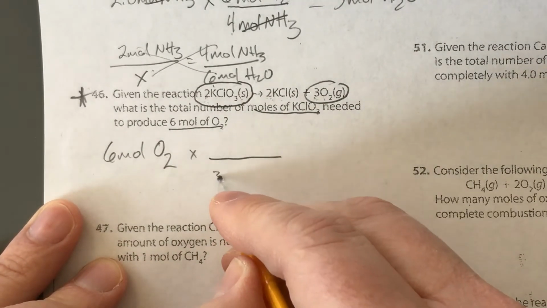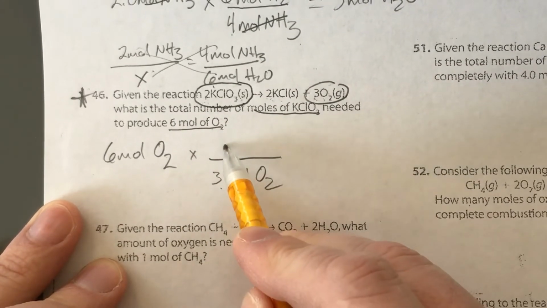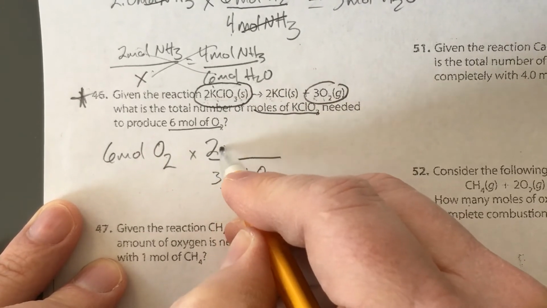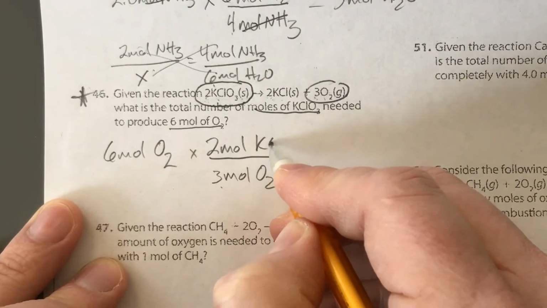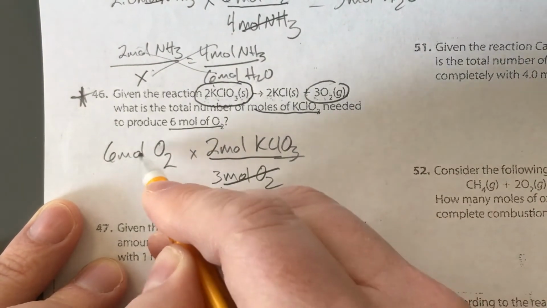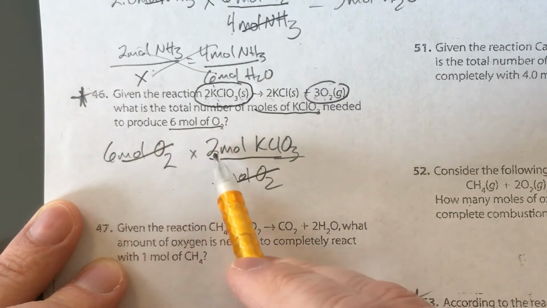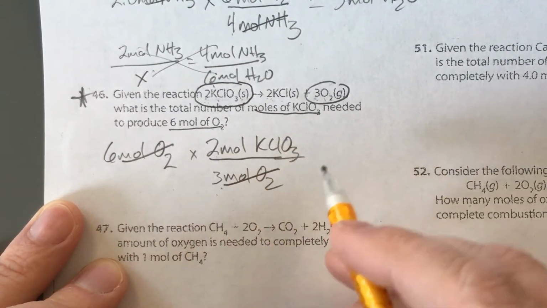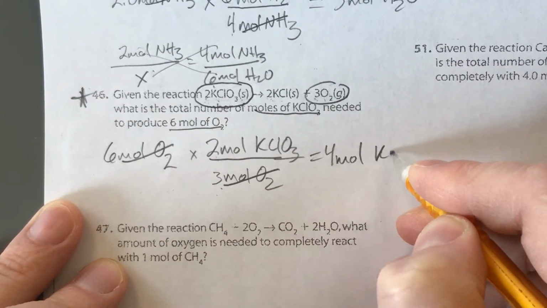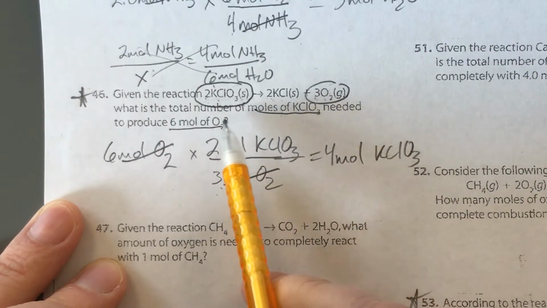So my 3 moles from the original equation are going to be on the bottom, and my other value will be on the top, which again is in the original balanced equation, 2 moles of KClO3. And again, my moles cancel out, and I will be then converted to KClO3. 6 times 2 is 12, divided by 3, we get 4 moles of KClO3. That's how many moles I would need in order to get this.